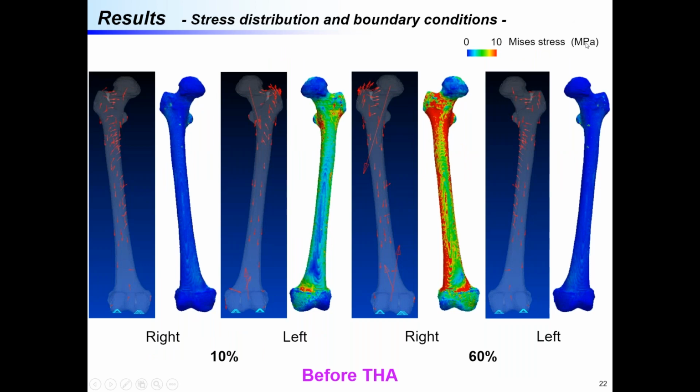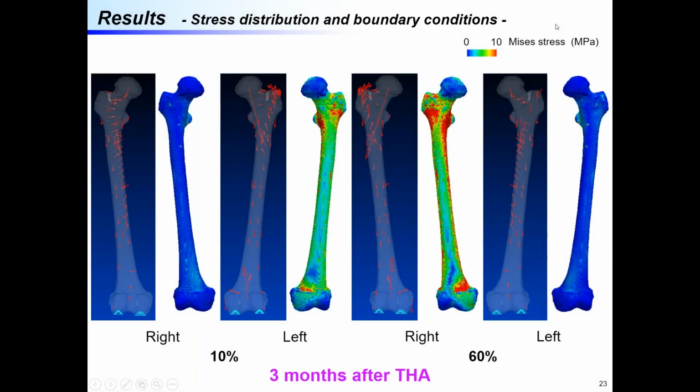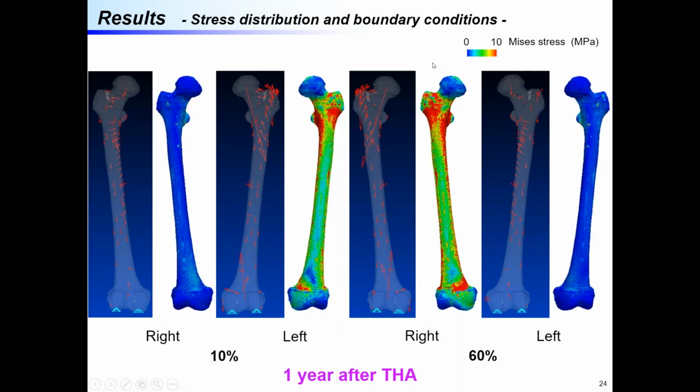I'll show you the change in stress distribution and boundary conditions. These are before THA again. As you can see, especially joint reaction forces of the hip and the knee were different. And this slide shows the 3 months after THA. Joint reaction forces slightly improved. And this 1 year after THA.